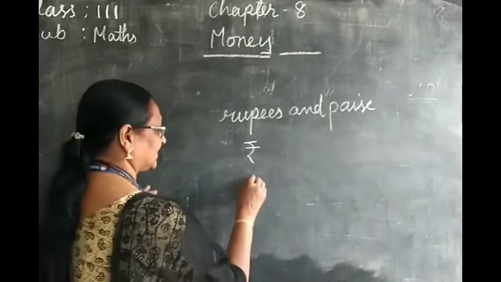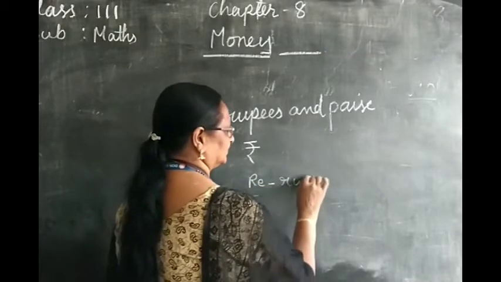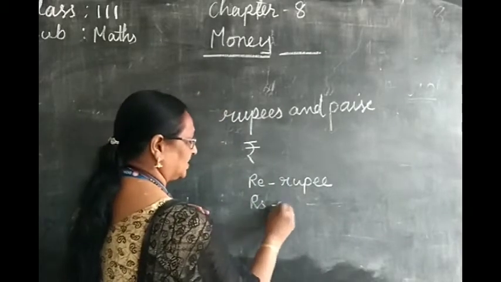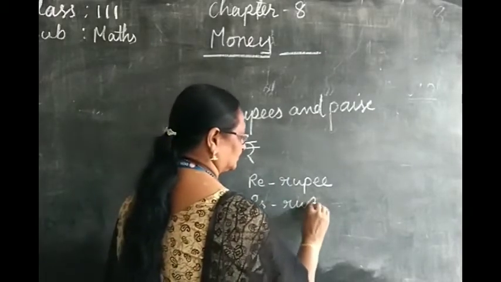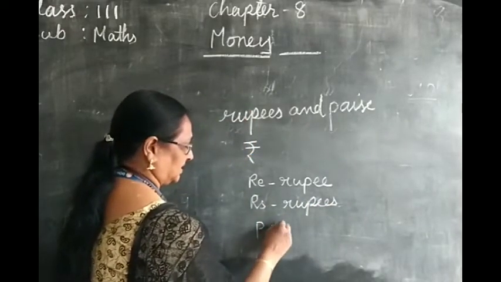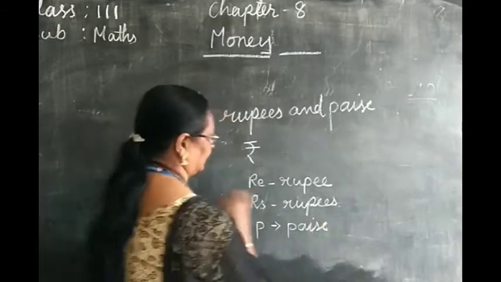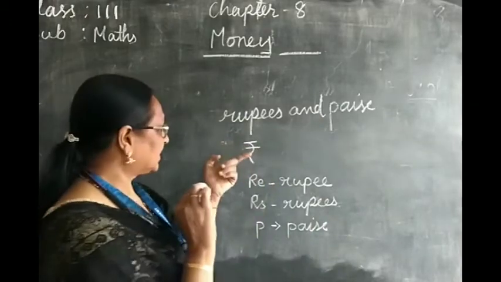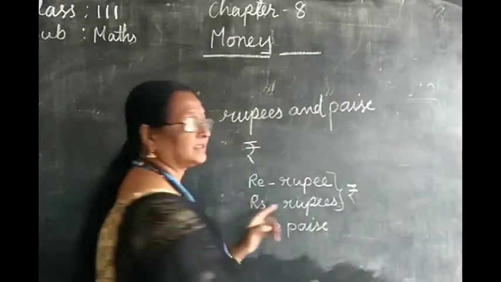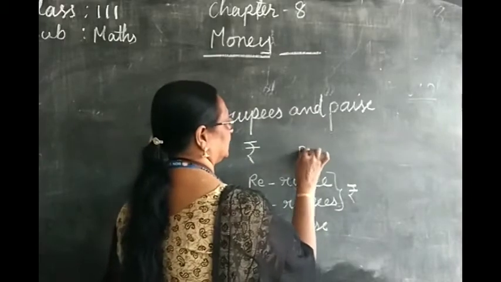Before we were using Re for rupee, Rs for rupees, and small English letter p for paise. Now, instead of these two, we use the symbol for writing the figure, and paise is just using the small letter p.